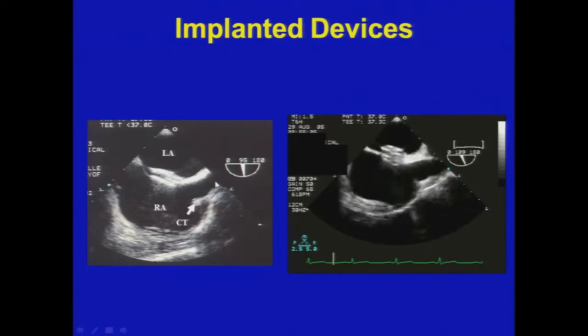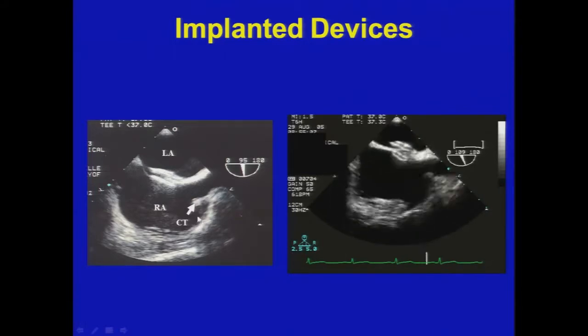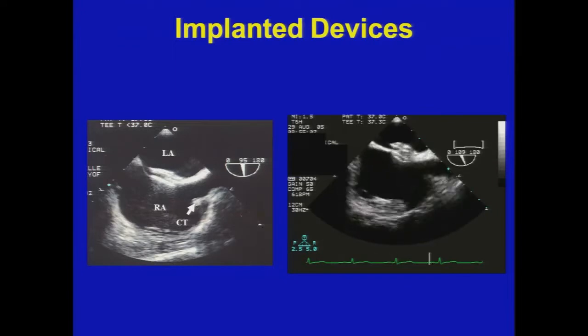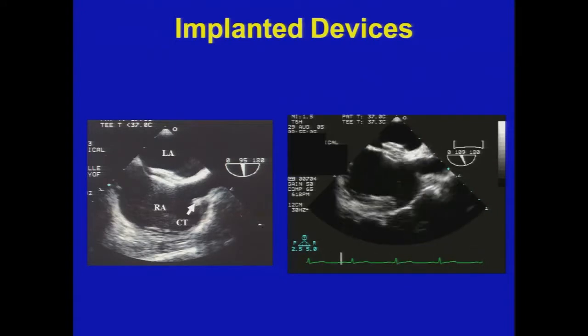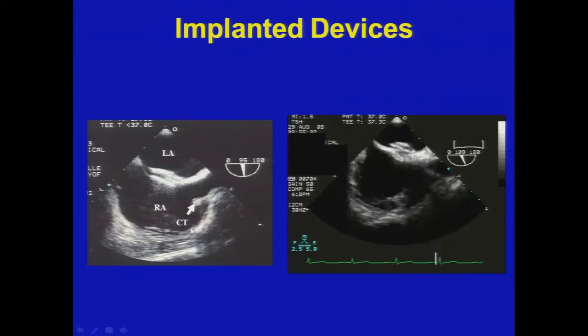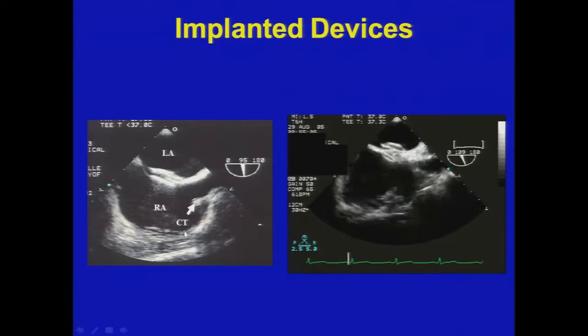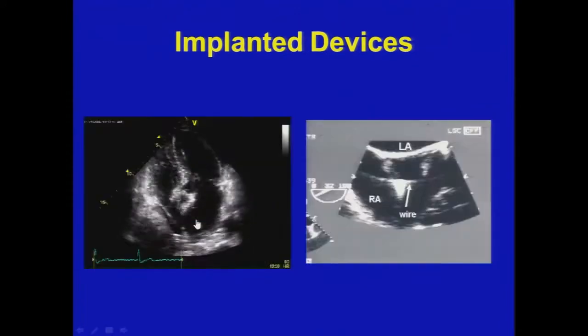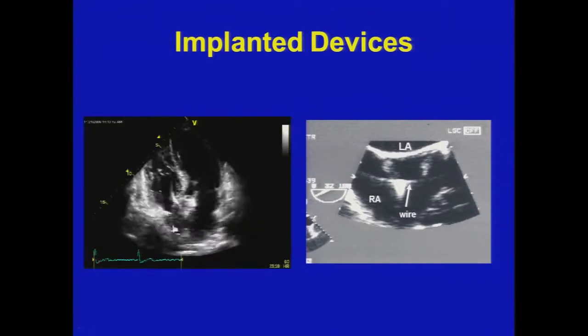Here's the bicaval view, superior vena cava. This is the crista terminalis, which is a normal anatomical variant. And below that, or anterior to that, is the very shallow right atrial appendage. In this four-chamber view, you can see pacemaker leads coming in through the superior vena cava, this lead going to the right atrial appendage, this lead crossing the tricuspid valve to the apex.